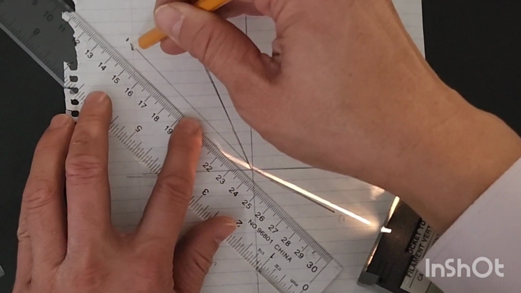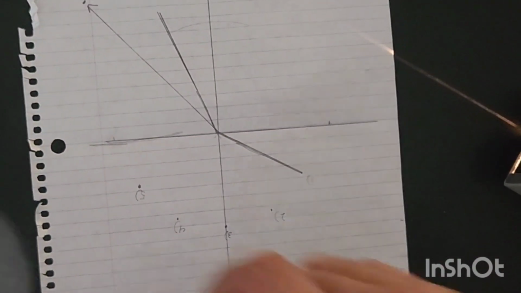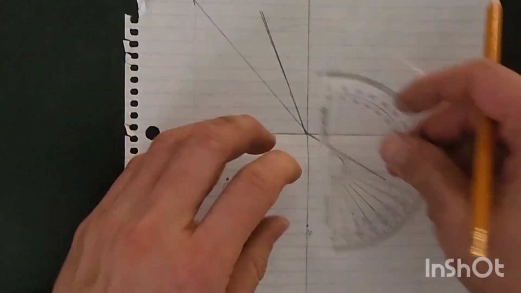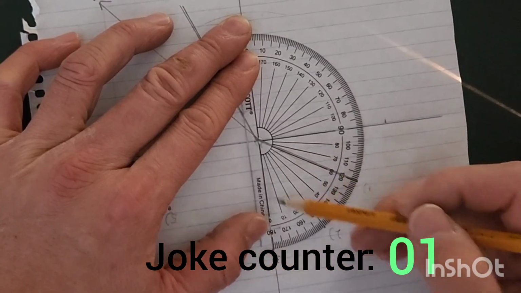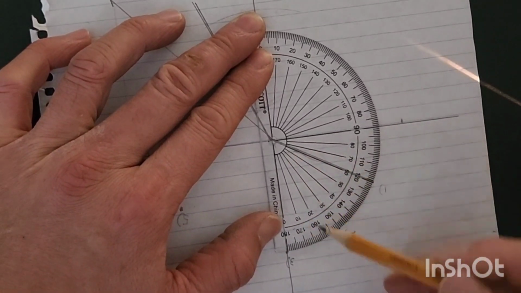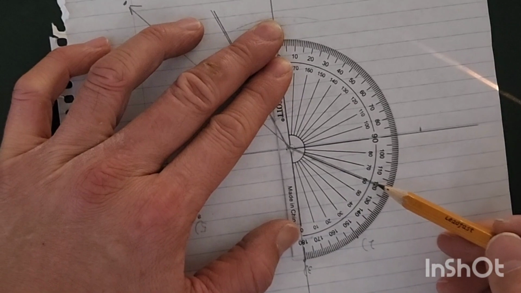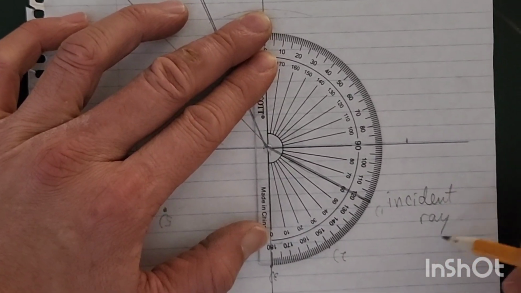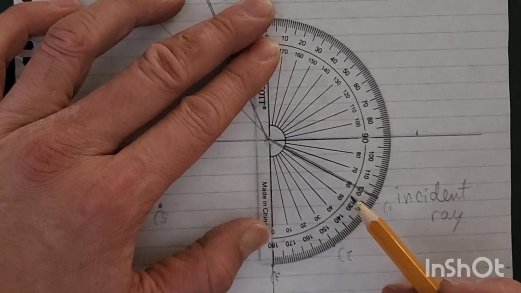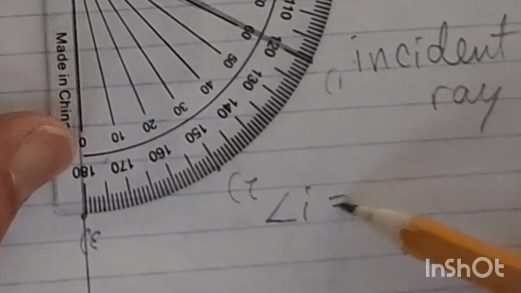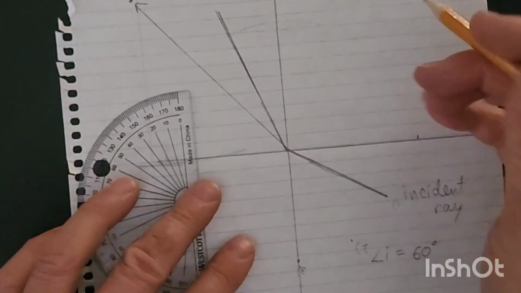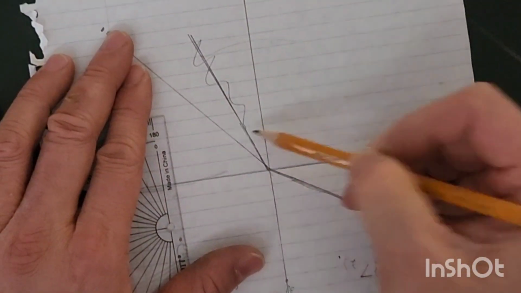Angles. Okay, now the angle that we're going to measure, we're going to take this protractor. It's very positive. The negative version is called a contractor. You see that's where I put the 0 on the normal, and then I start measuring towards this incident ray. The angle of incidence is 60. So the angle of incidence equals 60.